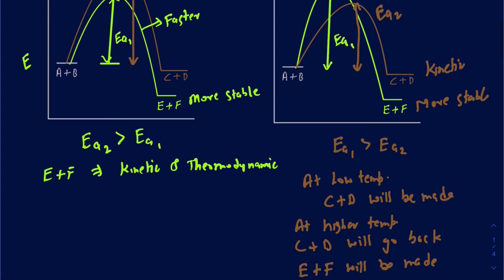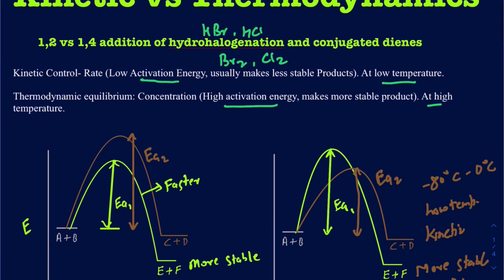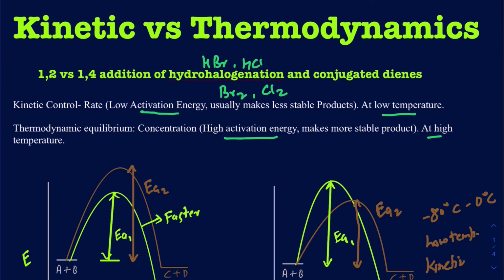So the kinetic product will be made at the low temperature in this case. I want to say low temperature could be anywhere between negative 80 degrees Celsius to 0 degrees Celsius. It really depends on the type of reaction you're running. And for the high temperature, we look at somewhere like room temperature to maybe 40 degrees Celsius. Not a super high temperature, just somewhere around 40 to 50 degrees Celsius is good enough to get your thermodynamic product. So this is the bottom line, the comparison between the kinetic and the thermodynamic control of the reactions.